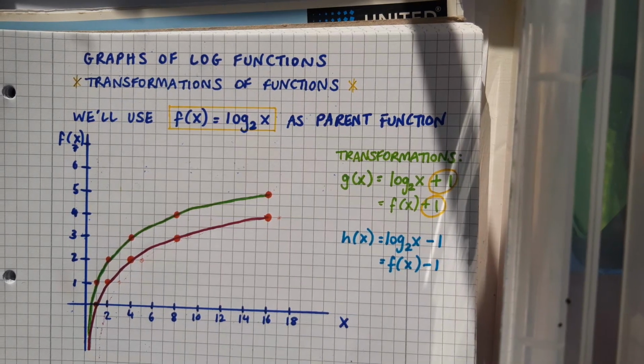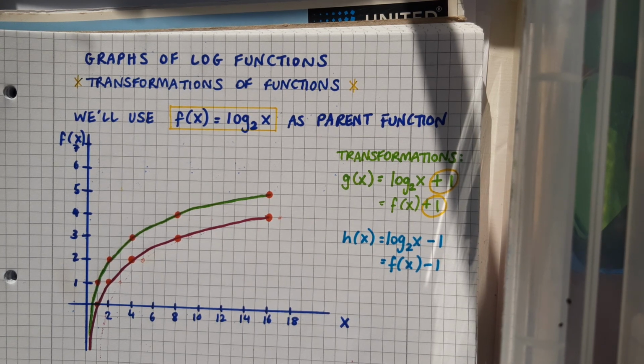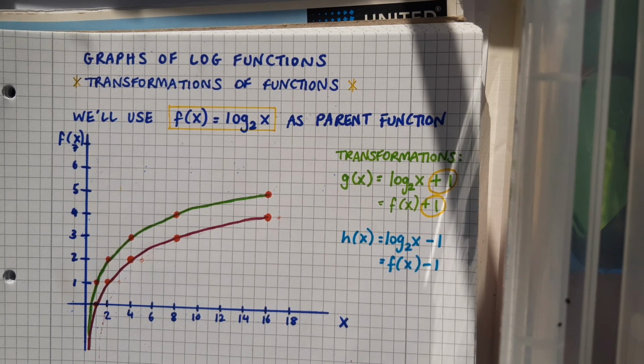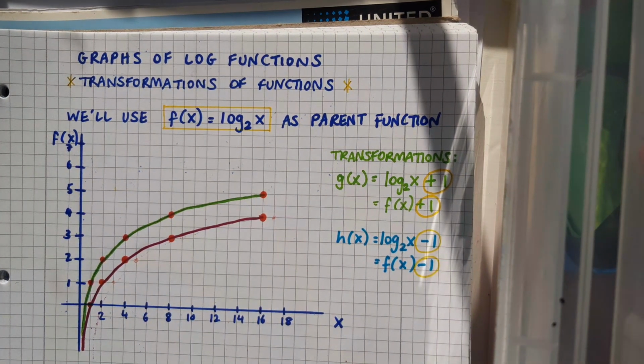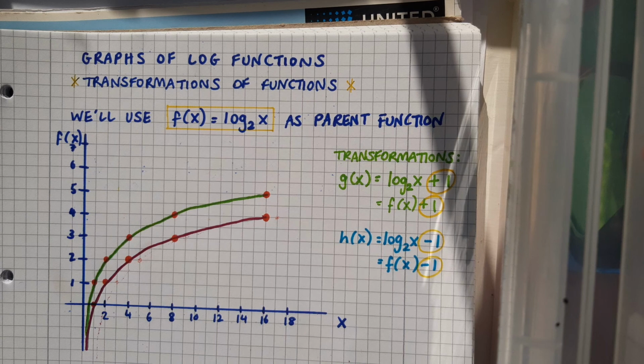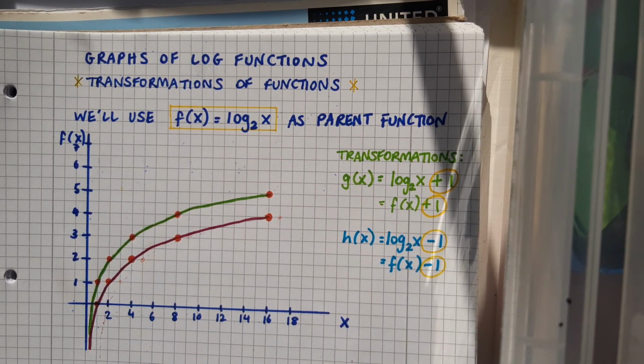So here's my second example then. h of x is a function, which is our parent function log to the base 2 of x, minus 1. Again, notice there is no bracket around the x minus 1, so it's the log minus 1. This can also be written as f of x minus 1. Again, when I'm amending the original parent function by putting a constant at the end, I'll move the function vertically by that amount. In this case, it's minus 1, so I'm going to move everything down one space.